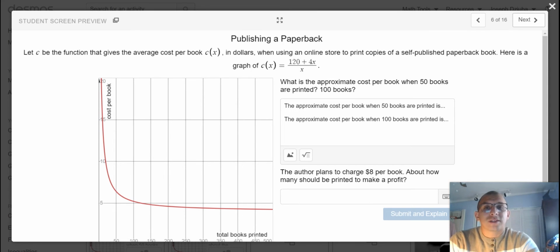But we're going to focus on publishing a paperback. So we have this function C here that represents the average cost per book in dollars when using an online store to print copies of a self-published paperback book.